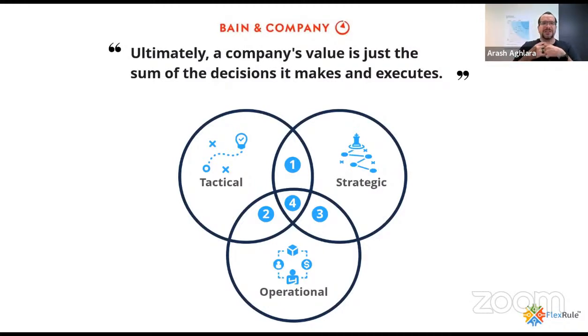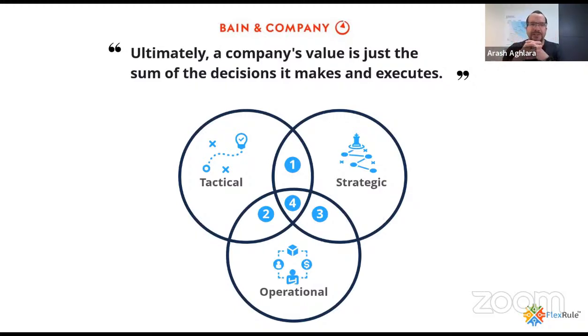And why are organizations really interested in business decisions in that context? Bain and Company did a survey. It's a very comprehensive study, and the result of that study is amazing. It says business decisions have a direct correlation to the financial results of organizations and shareholder value. And they conclude that ultimately, a company's value is just the sum of decisions it makes and executes. So you can see the importance of business decisions from the organization's point of view, and the gap between what leadership thinks about business decisions and the decisions in technology, business rules and machine learning. That's a big gap.